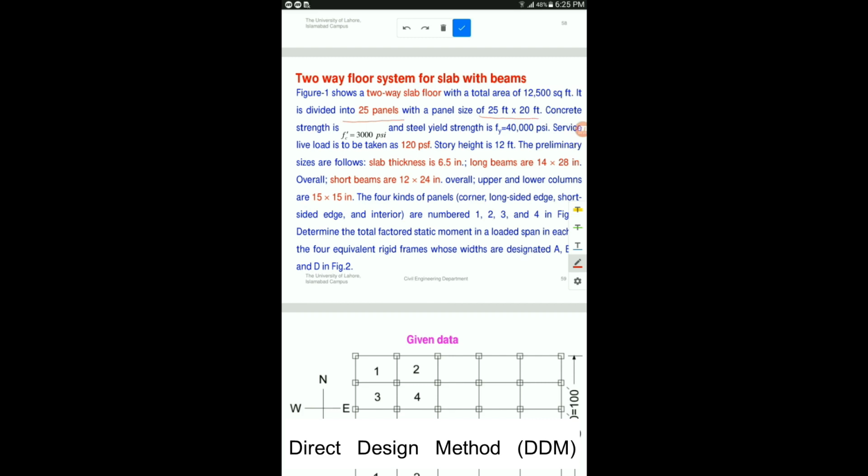Concrete strength is 3000 psi and steel yield strength is 40,000 psi. Service load is to be taken as 120 psf. These are the live loads given. Story height is 12 feet. The preliminary sizes are as follows.